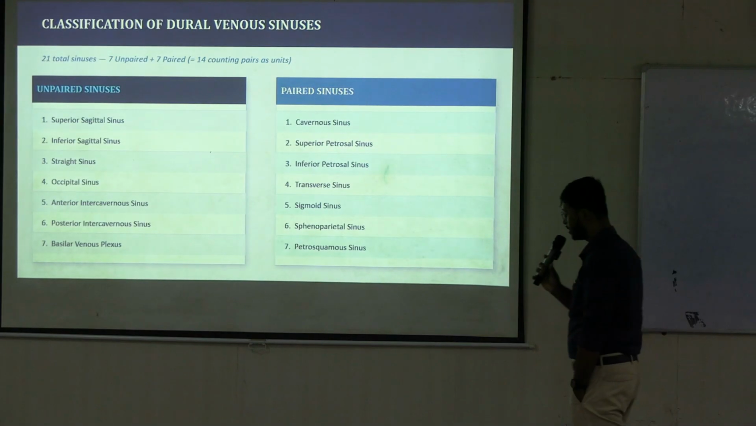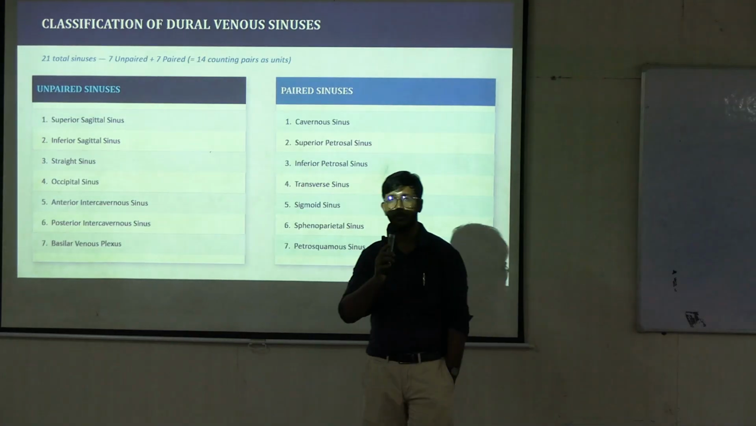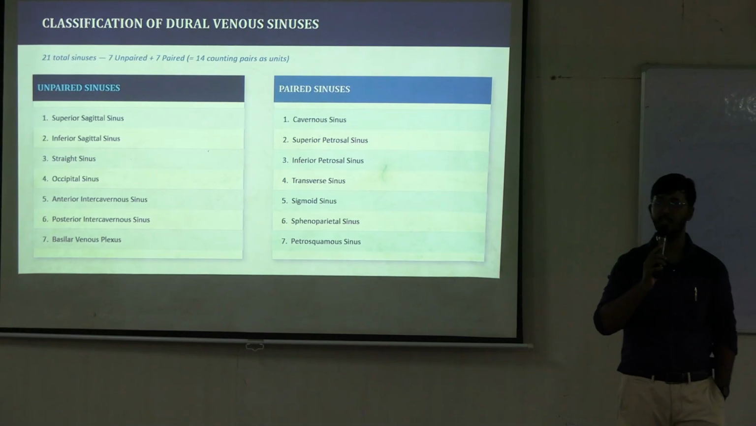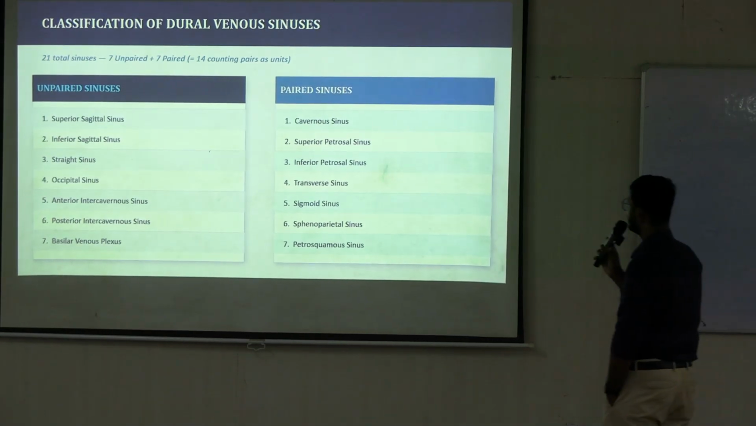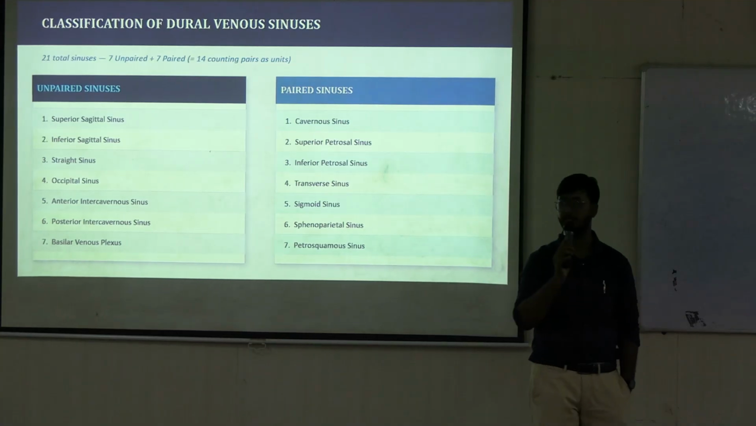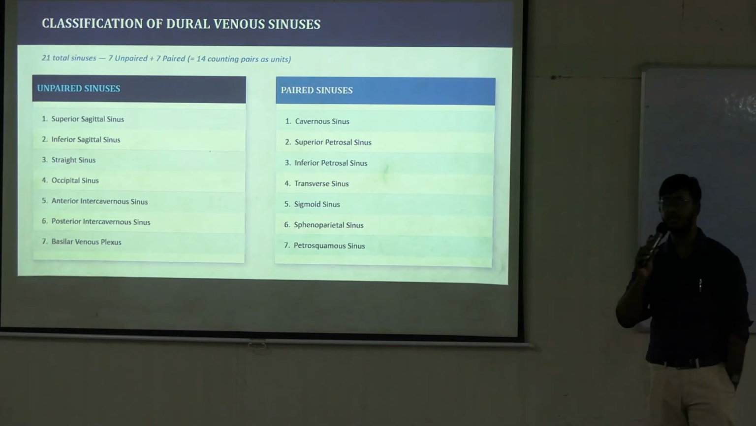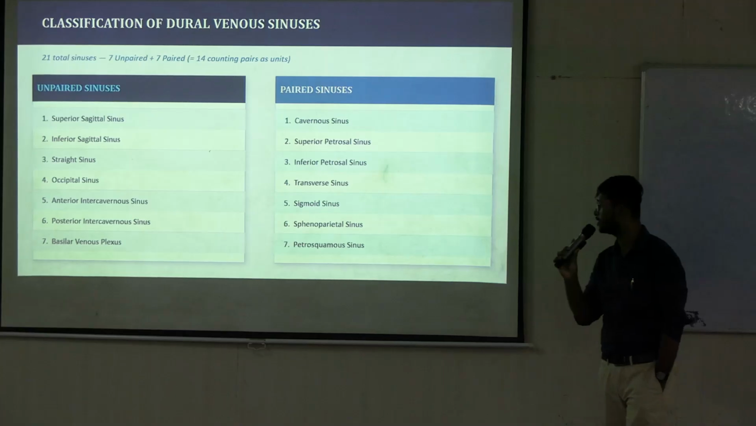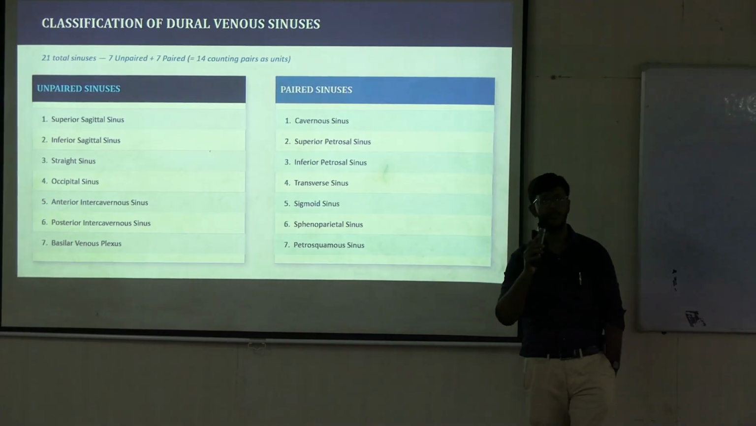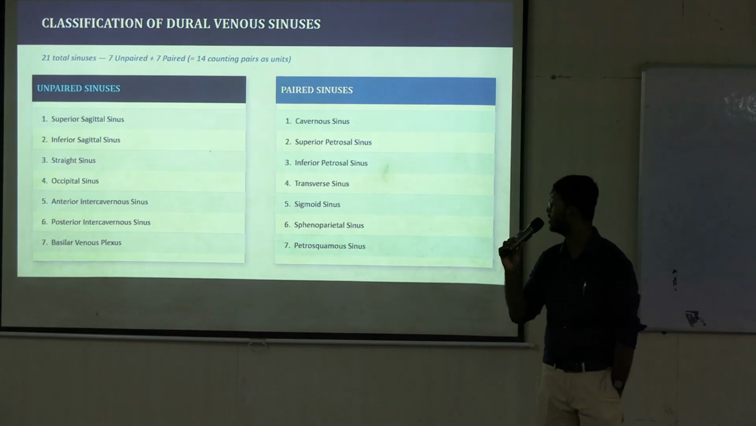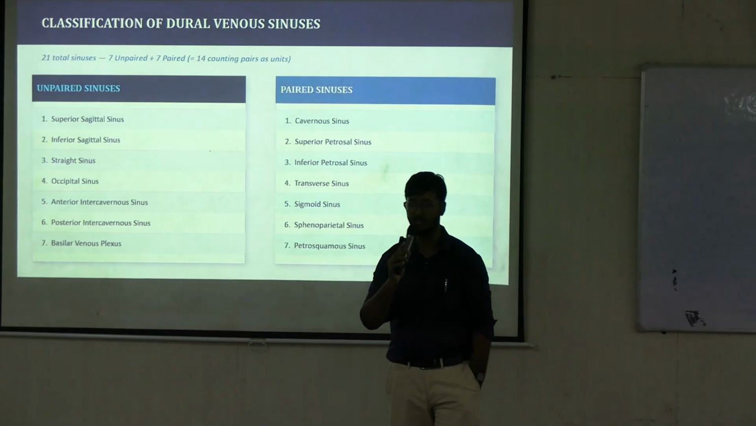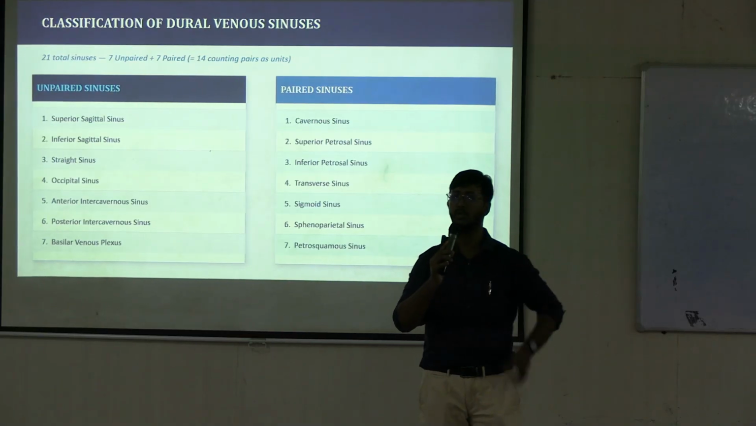Now these are the various 21 sinuses which we need to know. Among them 7 are paired and 7 are unpaired. This is written in your book also. The paired sinuses are the cavernous sinus, superior petrosal sinus, inferior petrosal sinus, transverse sinus, sigmoid sinus, sphenoparietal sinus, and petrosquamous sinus. The unpaired ones are the superior sagittal sinus, inferior sagittal sinus, straight sinus, occipital sinus, anterior and posterior intercavernous sinus, and basilar venous plexus. I will show you the picture to make you understand.